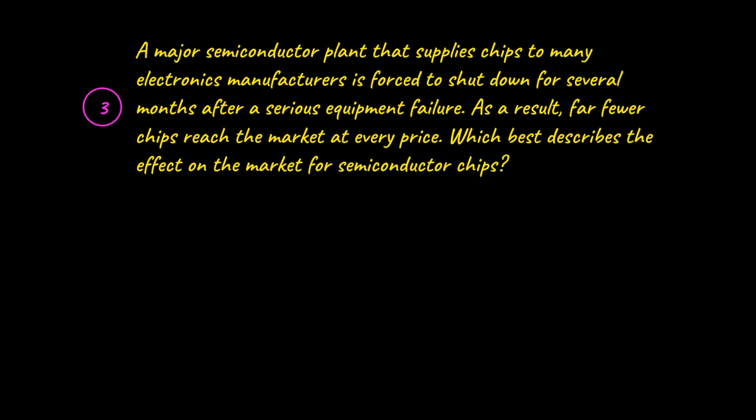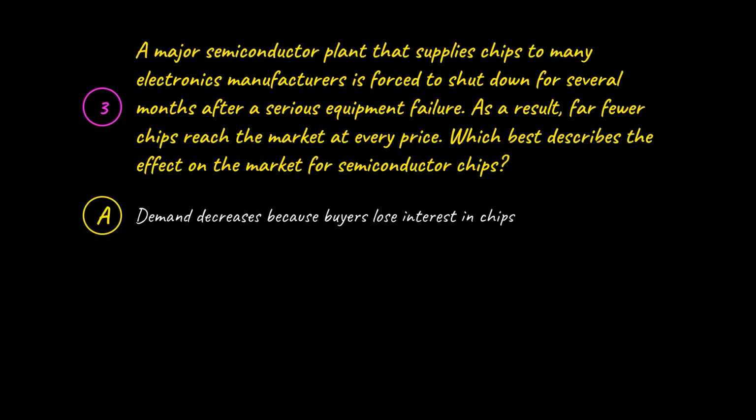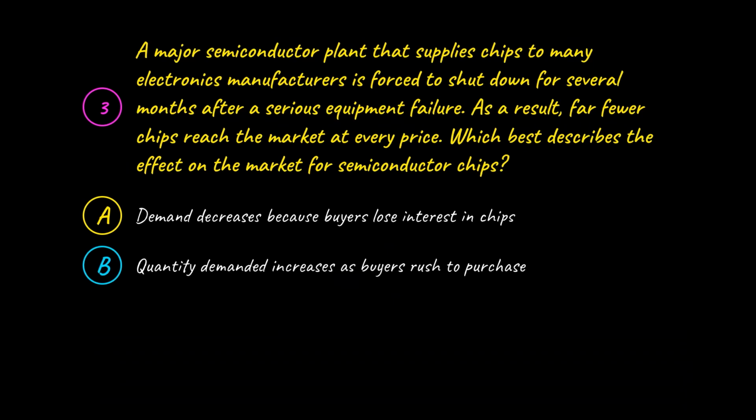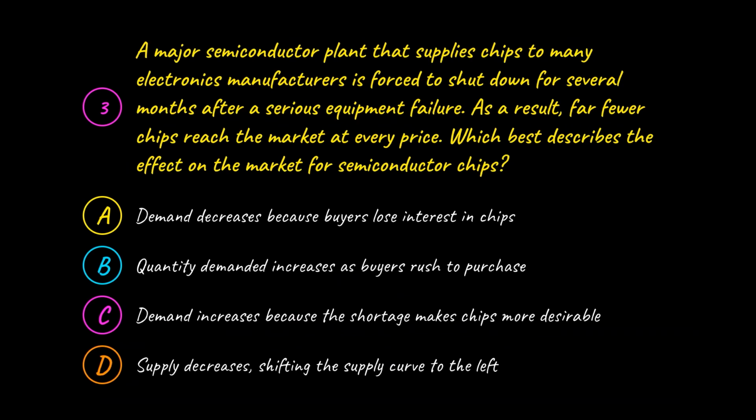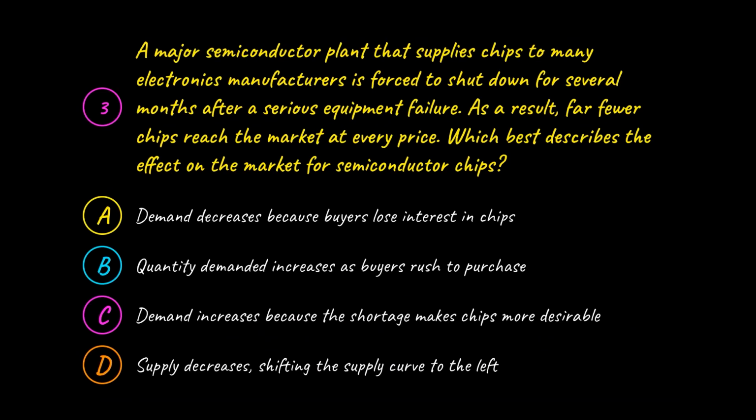Your options are: A. Demand decreases because buyers lose interest in chips. B. Quantity demanded increases as buyers rush to purchase. C. Demand increases because the shortage makes chips more desirable. D. Supply decreases, shifting the supply curve to the left. Before I reveal it, which one do you think is right?